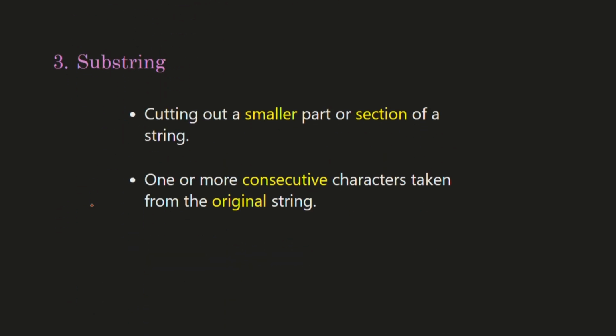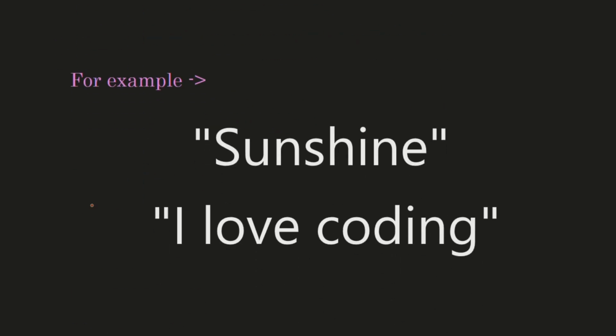Cool, right? Now, what if we want just a piece of a string? That's called a substring. A substring is like cutting out a smaller part or section of a string. It consists of 1 or more consecutive characters taken from the original string. Take sunshine. If I want just sun, that's a substring, S-U-N. Or maybe shine from the end, S-H-I-N-E. You're picking a smaller string from the bigger one.